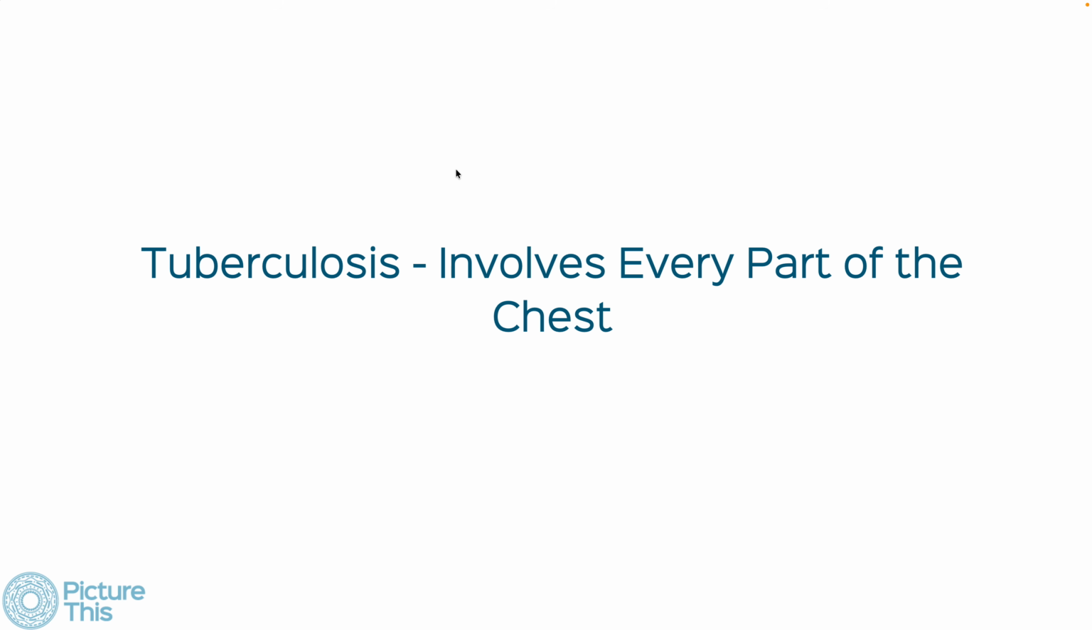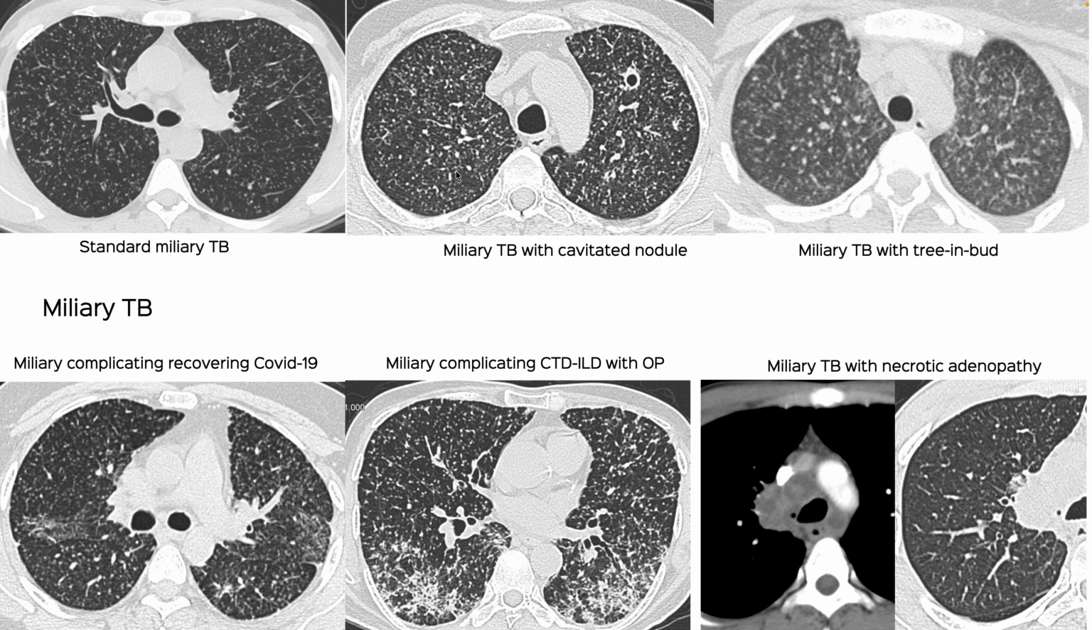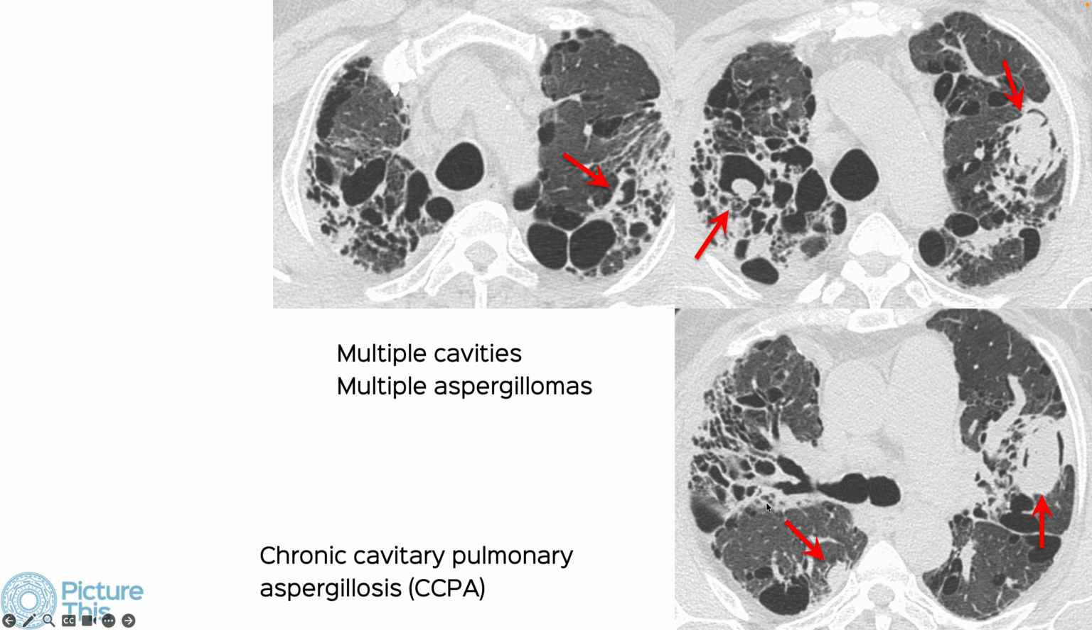Lastly, you can't end without tuberculosis, which can involve every part of the chest. And there are multiple patients here. This patient has miliary tuberculosis. You can see these classic 2 to 3 millimeter size nodules. This is a patient with miliary and a nodule, miliary with tree in bud or infectious bronchiolitis. These people have miliary complicating their problems. This is miliary with necrotic adenopathy.